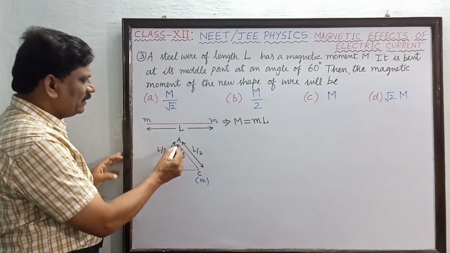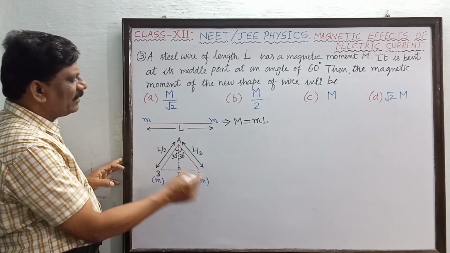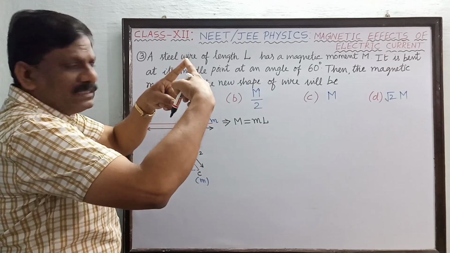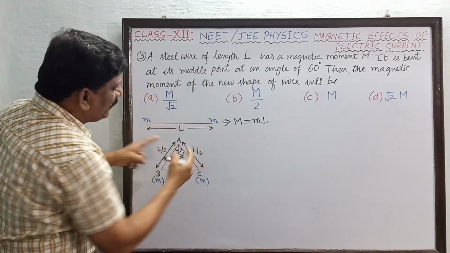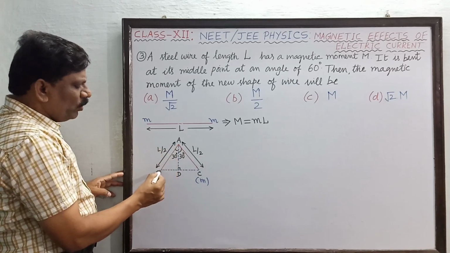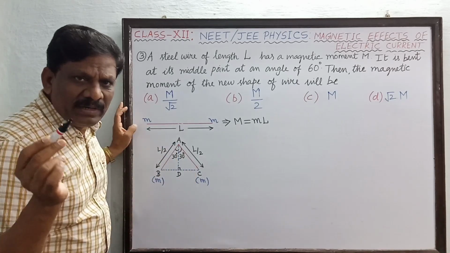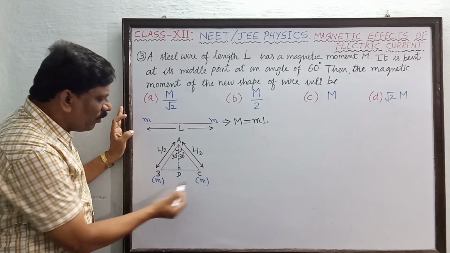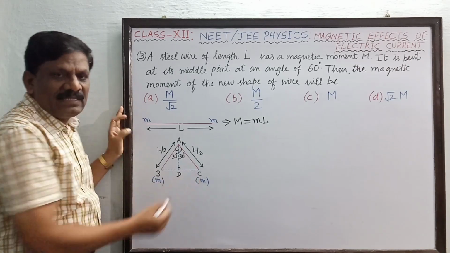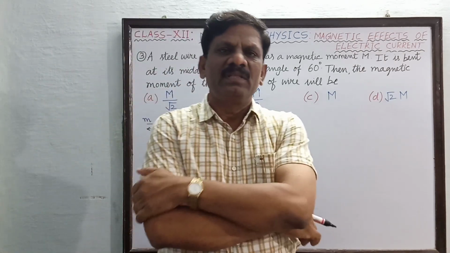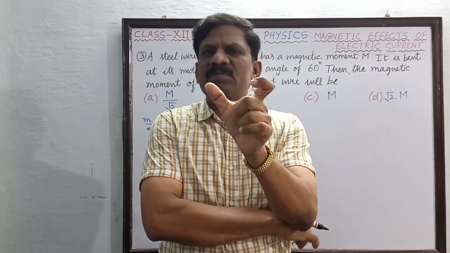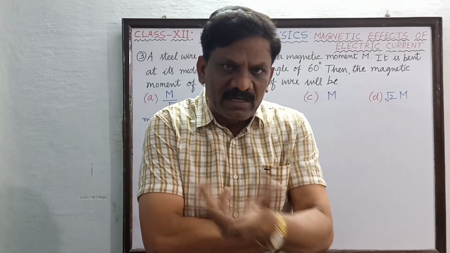It is bent at its middle point, is given. So let us take the steel wire is bent at the midpoint here. So it becomes a V shape, is it not? So this angle made at its apex is 60 degree. Now the new distance between the two poles is BC. That distance we have to find out. The new distance between the two magnetic poles, that is the distance between the two ends of the steel wire, we have to find out.